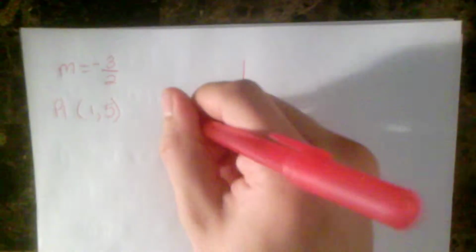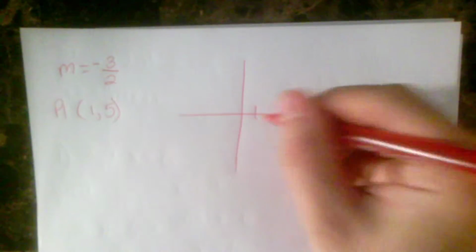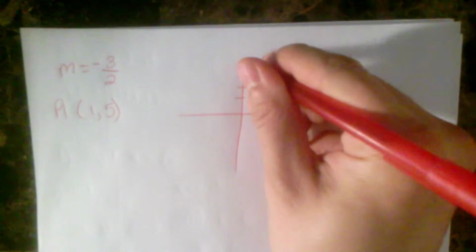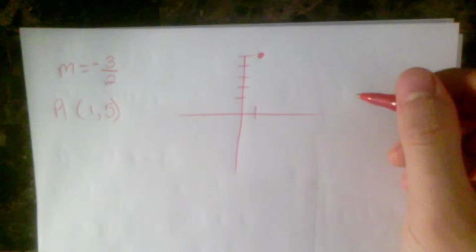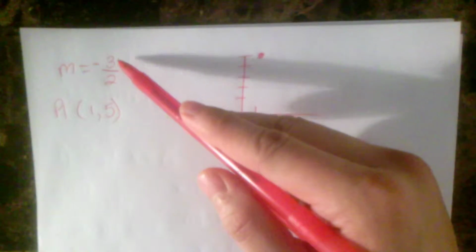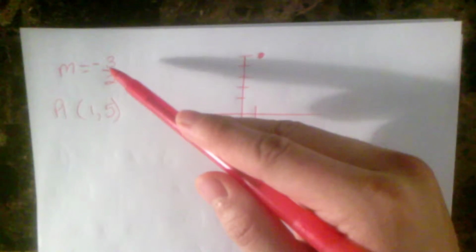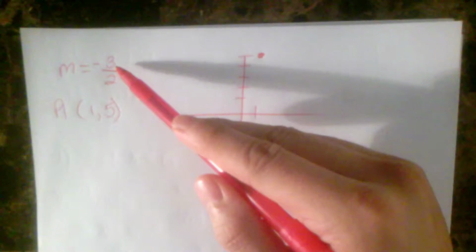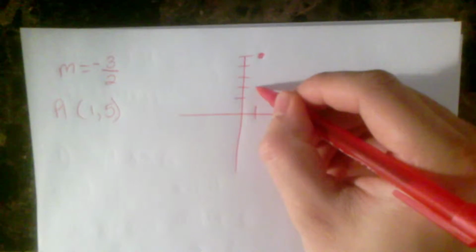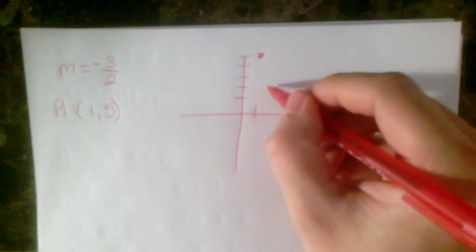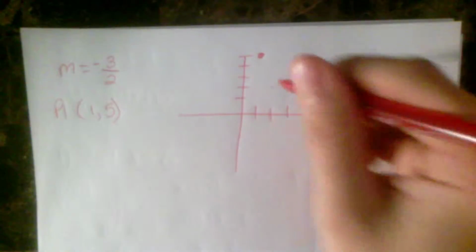So we draw a graph. And the first thing you got to do is plot your points. So 1, 5. So 1, 1, 2, 3, 4, 5. Plot. Now, all we have to do is remember that the top one is the up and down. If it's a negative number, we go down. If it's a positive number, we go up. This is a negative number, so I'm going to go down 3. Down 1, 2, 3. But I'm also going to go over 2. 1, 2. Somewhere over here. So here's 1, here's 2. And then you draw your line.